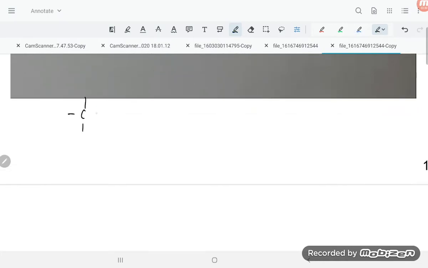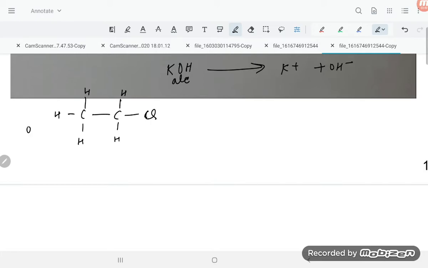Here we have the hydrocarbon. This is the Cl. These are all hydrogens. Alcoholic KOH is a strong base, so 100% it will ionize and give OH minus ion. It is going to attack this hydrogen on this carbon. If it attacks this hydrogen, this bond has to shift here and this bond has to leave here. So firstly it will form the transition state. Let us see the transition state.